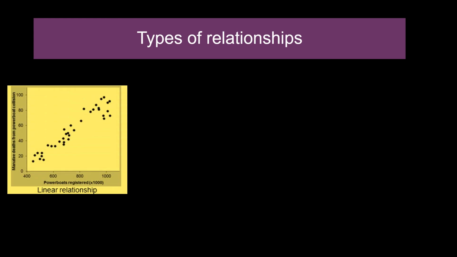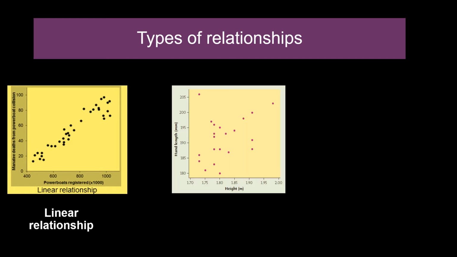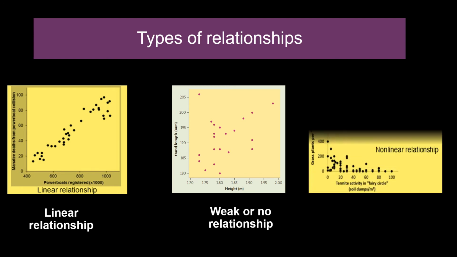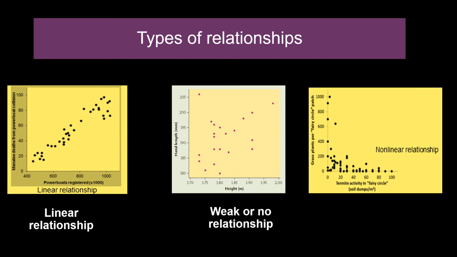Now, in the first diagram, it looks like the points are almost close to a line. So since these points are all close to a line, there is a linear relationship. And in this case, the points are scattered all over. So we are not able to predict a line here. So it has a weak relationship, or we can say it has no relationship at all. In the third diagram, it looks like the points lie on a curve, like a parabola. So it is a non-linear relationship.